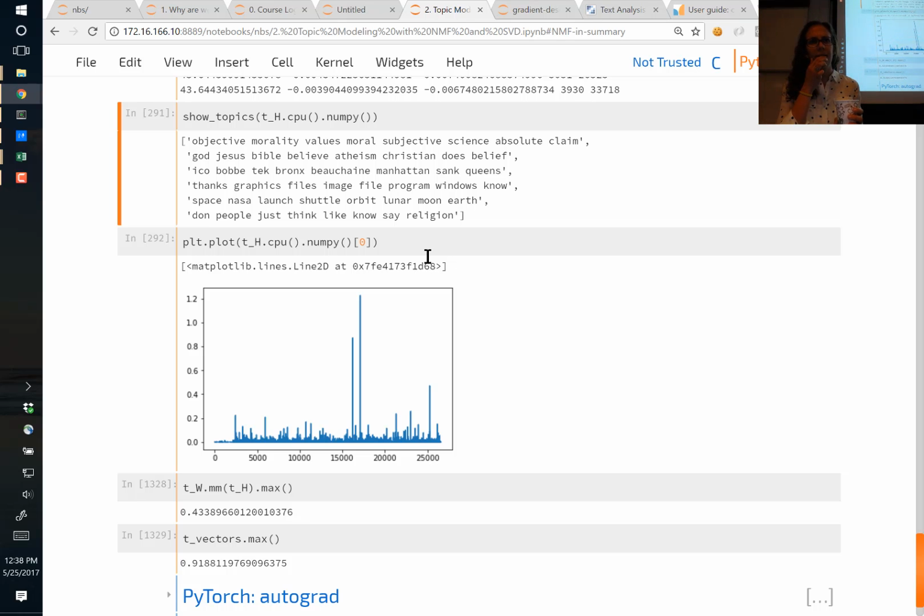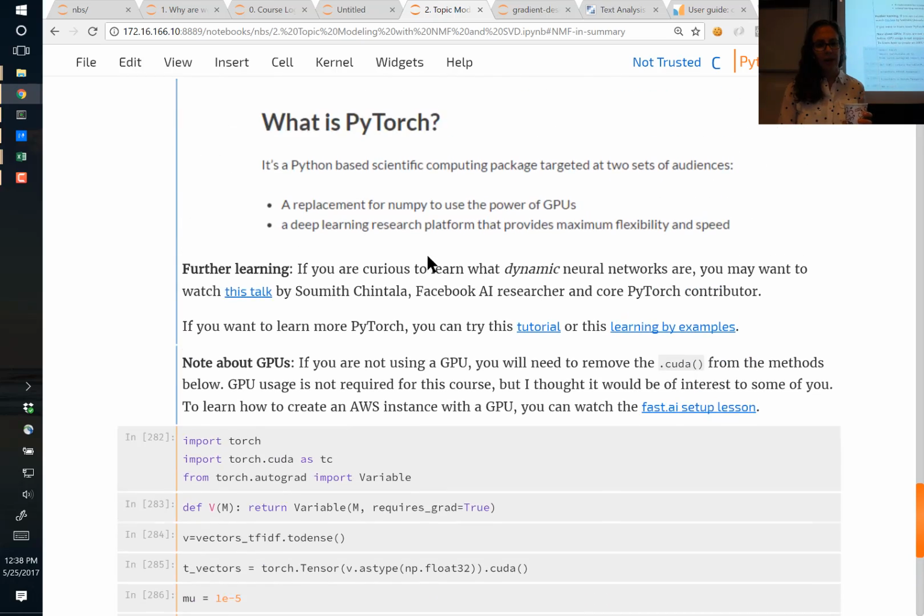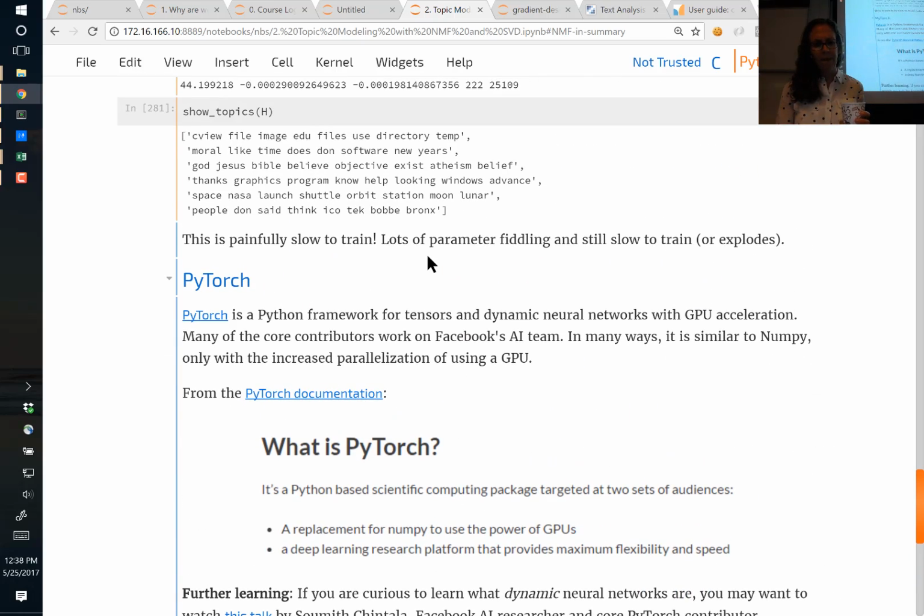I actually noticed the accuracy of this was quite a lot better than the original Python NMF, the Scikit-Learn one. I'm going to go back up. And I think the reason why is because we allowed it to have a tiny little bit of negative, and so it just gave it enough degrees of freedom to find a better result.